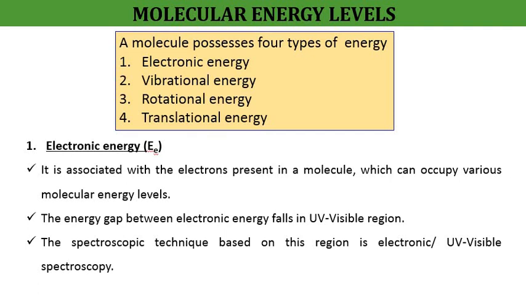This kind of energy is mainly associated with the electrons present in a molecule, which can occupy various molecular energy levels. The energy gap between electronic energy levels falls in the UV visible region. The spectroscopic technique based on this region is electronic or UV visible spectroscopy.